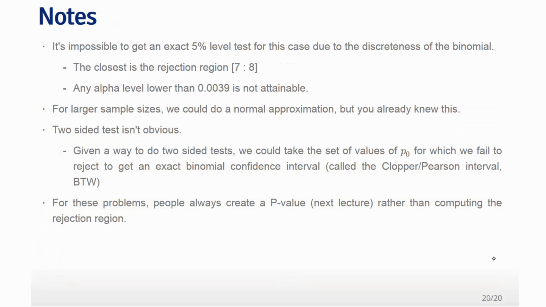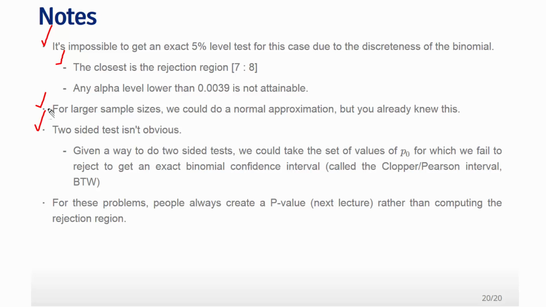Let's give a couple of notes about this specific test. What we see is that the closest rejection region is 7 and 8. And the fact that your friend had 7 girls means that we reject the null hypothesis. But we note it's also impossible to get an exact 5% level test in this case, but that's just because of the discreteness of the binomial. For larger sample sizes, you could have just done a normal approximation. You could have treated the coin flip average as if it was Gaussian, but you already know how to do this. For the two-sided test, it's not obvious.